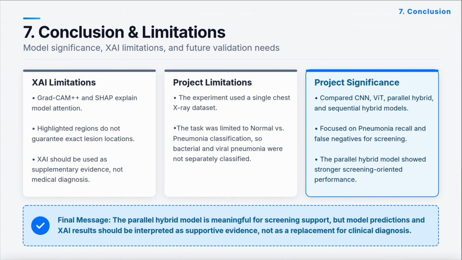Finally, this slide summarizes the limitations and significance of our study. This study was limited to a single chest X-ray dataset and binary classification. In addition, XAI results should be interpreted as supportive evidence, not direct medical diagnosis. Despite these limitations, we compared 4 different structures: CNN, ViT, parallel hybrid, and sequential hybrid. Among them, the parallel hybrid model showed stronger screening-oriented performance with higher pneumonia recall and fewer false negatives.